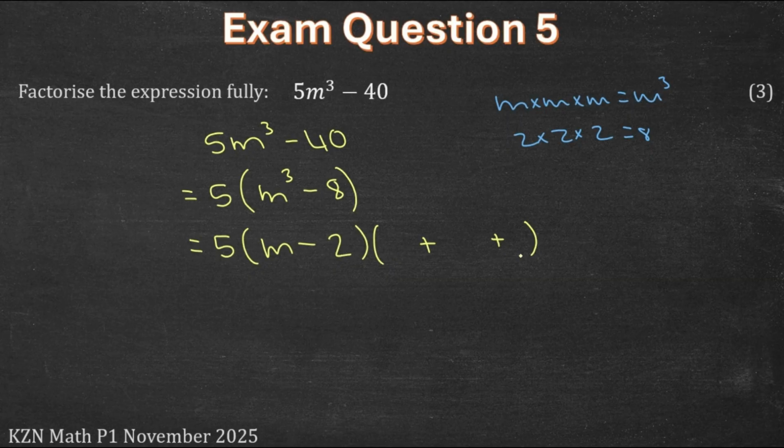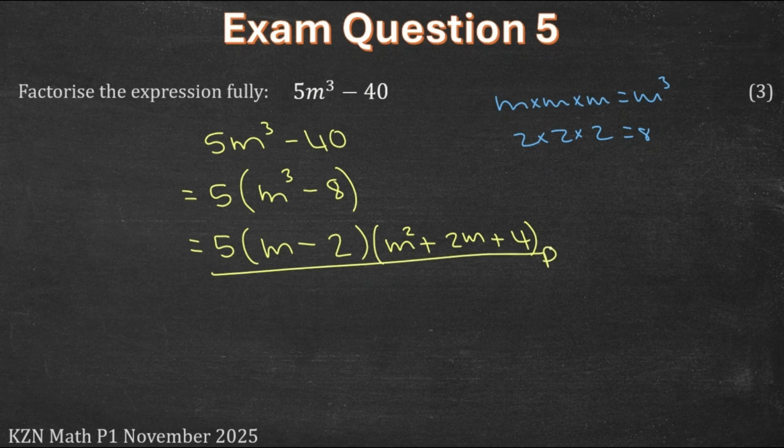Now we need to fill out the second bracket. For this first term in the second bracket, I need to square this term. For the middle term, I need to multiply these 2 terms. And for the last term, I need to square the second term of the first bracket. So m times m gives us m squared. Let's multiply these 2. M times 2 gives us 2m. And 2 times 2, or 2 squared, is 4. So this is my final factorized answer.